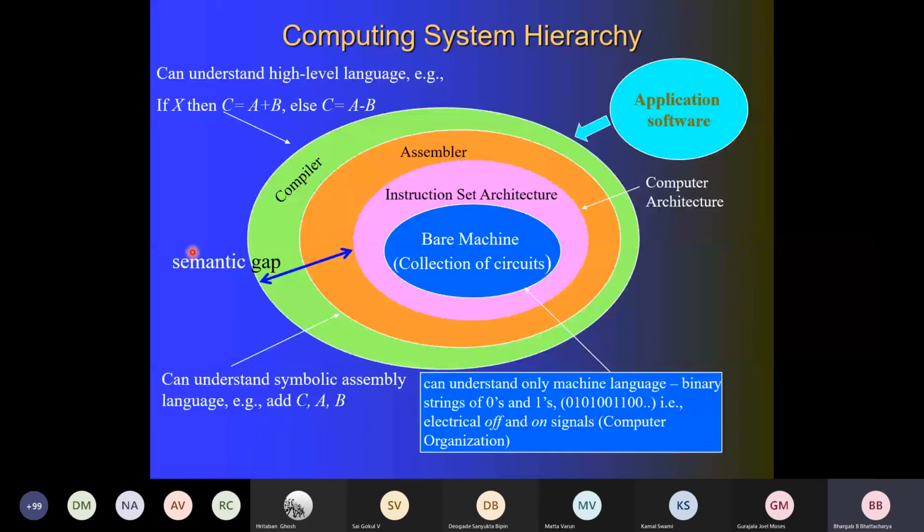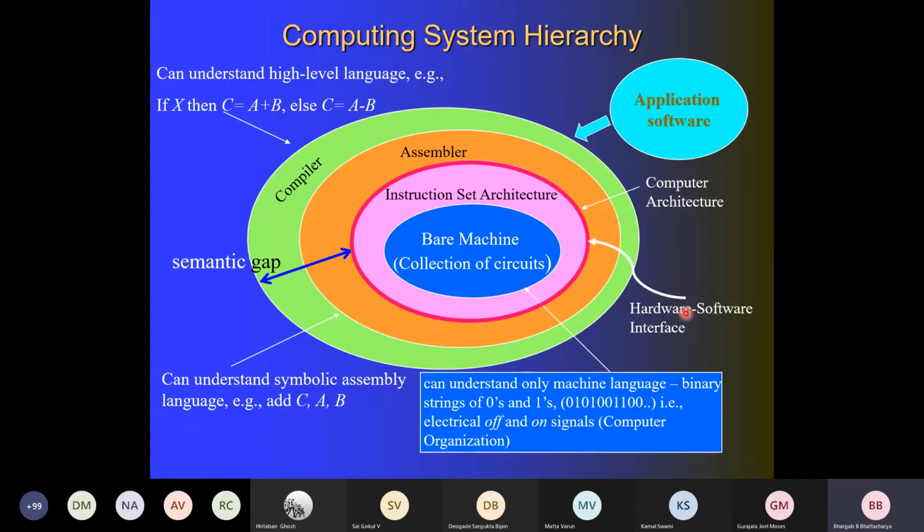So this gap is called the semantic gap of the machine, because from the external world, you interact with the machine using high-level language. The machine can understand only sequences of zeros and ones, or instruction level. So this is the level of understanding of the machine, and this is the level of understanding of human. This conceptual gap is called the semantic gap of the machine.